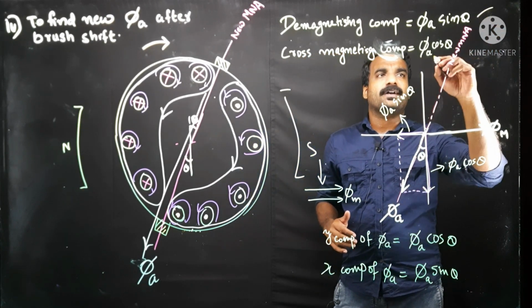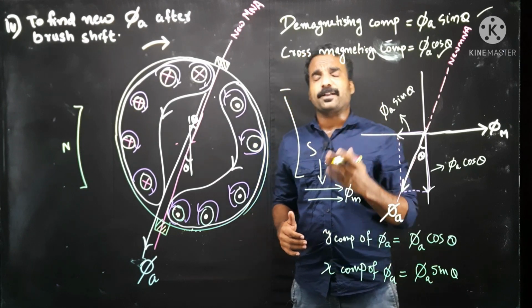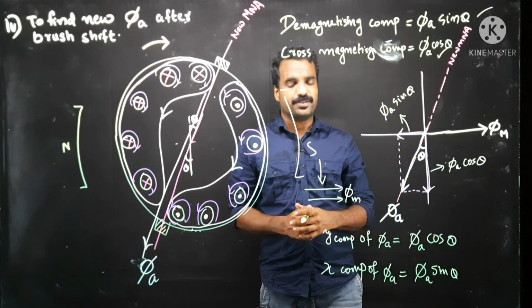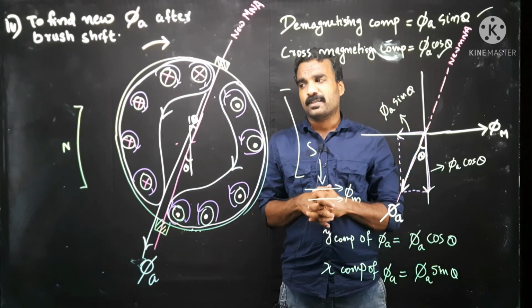So phi A sin theta and phi A cos theta are the demagnetizing component of armature reaction and the cross magnetizing component of armature reaction. So hope everybody enjoyed this video.